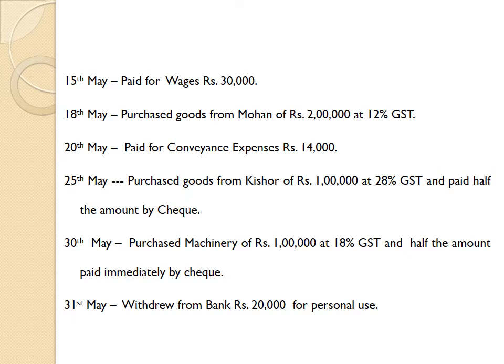On 31st May, withdrew from bank rupees 20,000 for personal use. These are the transactions that occurred in the month of May of the year 2021. On the basis of this information, we are going to prepare journal entries in the books of Janata Trading Company.